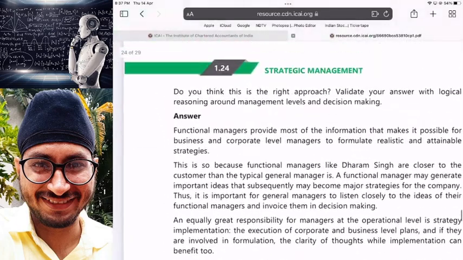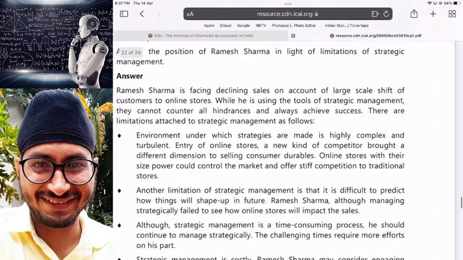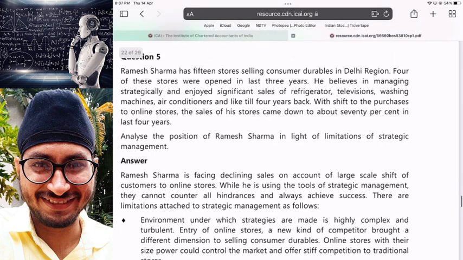Clear? I hope you understood how questions come in the exam. Some questions will be direct questions. Some questions will be case study type questions. Direct questions, everyone knows how to answer. Case study questions of every chapter in strategic management we are going to discuss. Clear? Understood? Any doubts in this chapter? I hope it is clear.